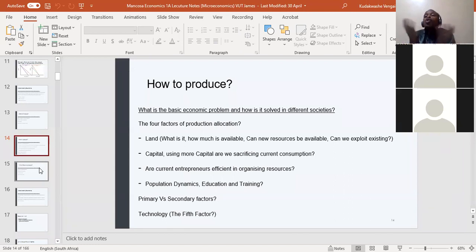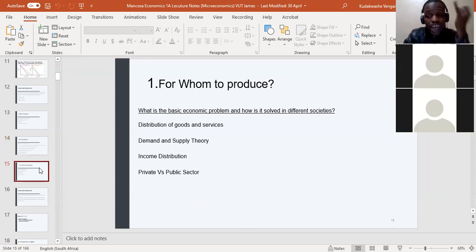So how do you combine the 4 factors of production, which are the 4 resources that we talked about? How do you combine the land? How do you combine the capital? How do you combine the entrepreneurial skills for you to be able to produce? So that is how to produce. So what to produce, how to produce, and then lastly, for whom to produce.